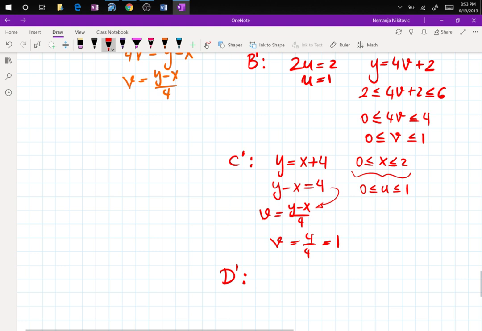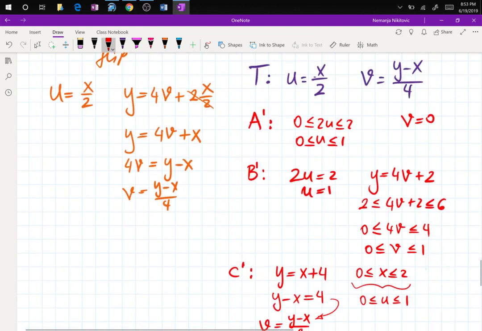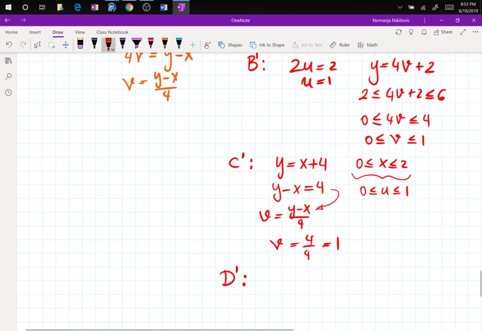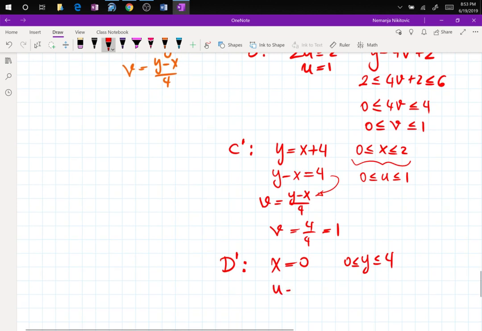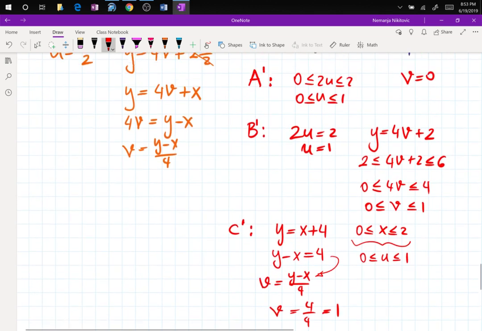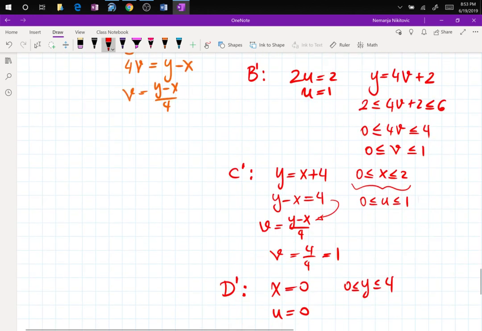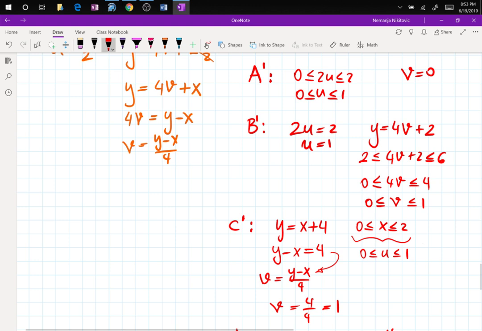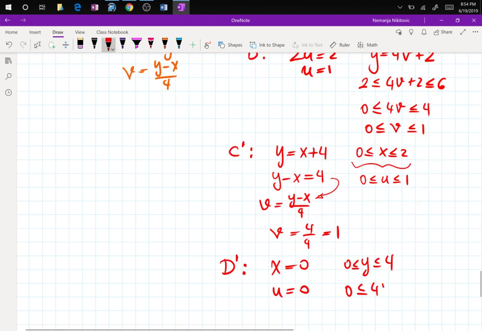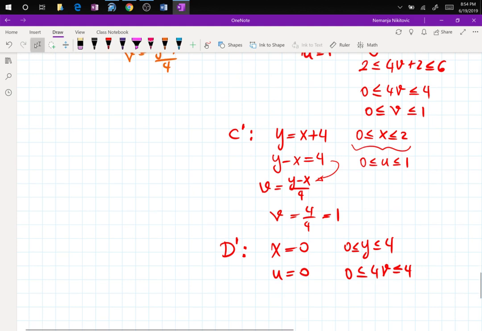And finally, D prime. D prime is going to be given as, what do I have up there? X equals 0 and y 0 to 4. So x equals 0, that means u is equal to 0. Great. And the y is given as 4v plus 0. So v is between 0 and 1. Yay, we got this. That's a transformation.